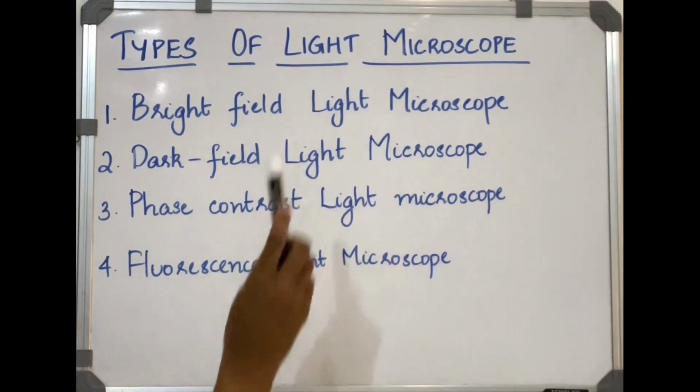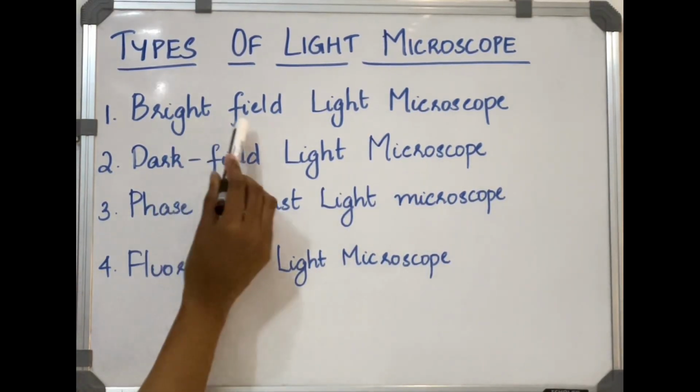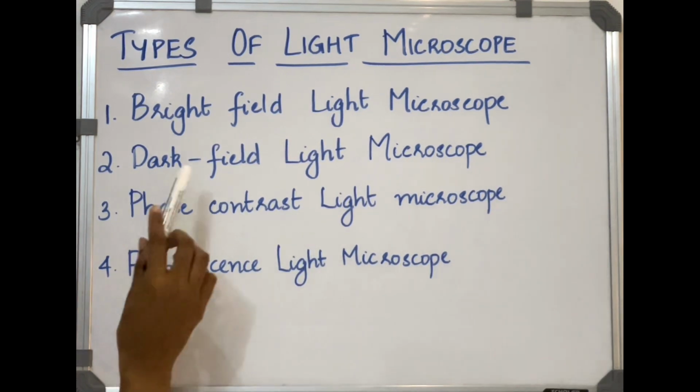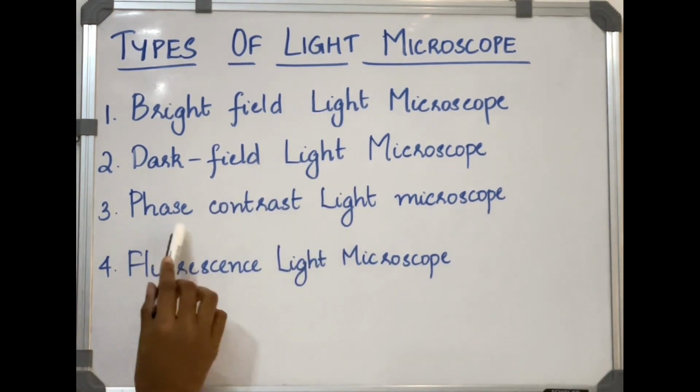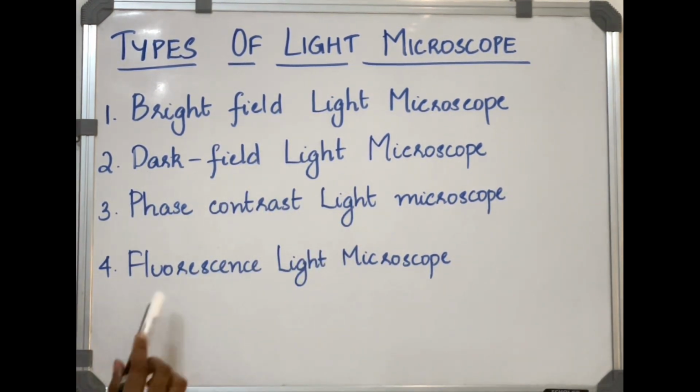Types of light microscope. So there is bright field light microscope, dark field light microscope, phase contrast light microscope, and fluorescence light microscope. So these are the different types of light microscope. We will be discussing each type of light microscope in detail in the upcoming videos.